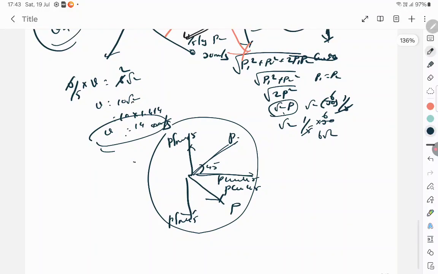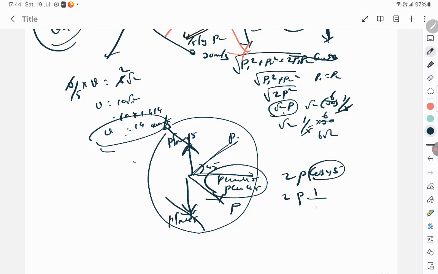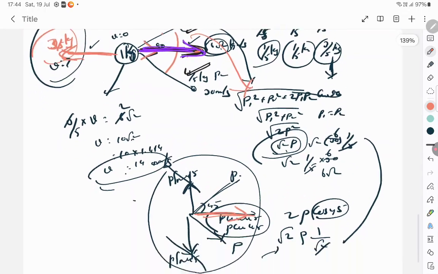So these two are definitely going to cancel out each other, because this is up and this is down, the vertical upward and downward components cancel. So you have 2p cos 45. Cos 45 is 1 by root 2. 2p into 1 by root 2 is root 2 p. You end up getting the same answer, root 2 p here and root 2 p here. That became this resultant here, which is same as this purple line.